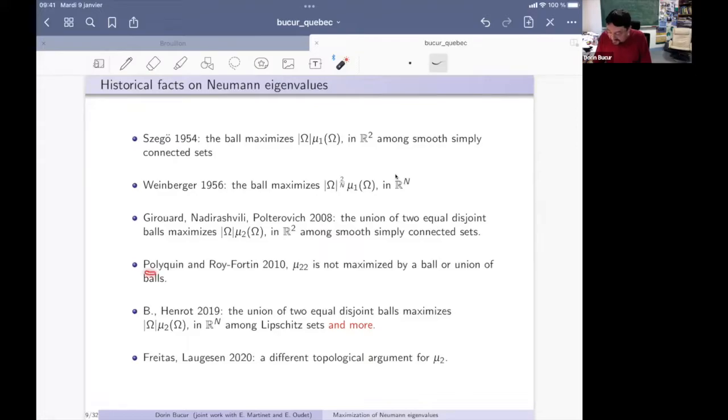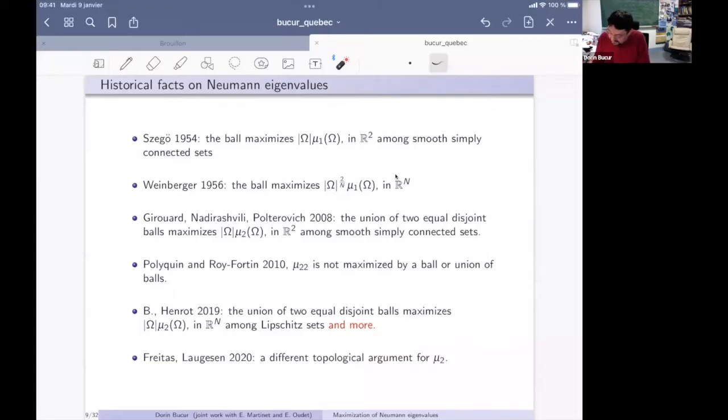And there is a result by Poliquin and Roy-Fortin in 2010, which says that the maximizer of mu22 is not a ball or a union of balls. So now, of course, from numerical approximations, we know that even mu3 shouldn't be maximized by a ball or union. But the first rigorous proof that there exists an index for which mu k is not maximized by a ball or union of balls was by Poliquin and Roy-Fortin. And this is done, I would say, easily in some sense, in that they are able to compare this value on unions of disks and rectangles, and just observe that on rectangles, they attain a better value.